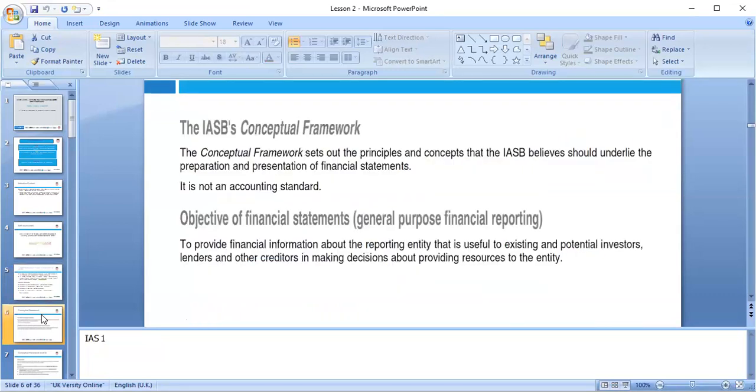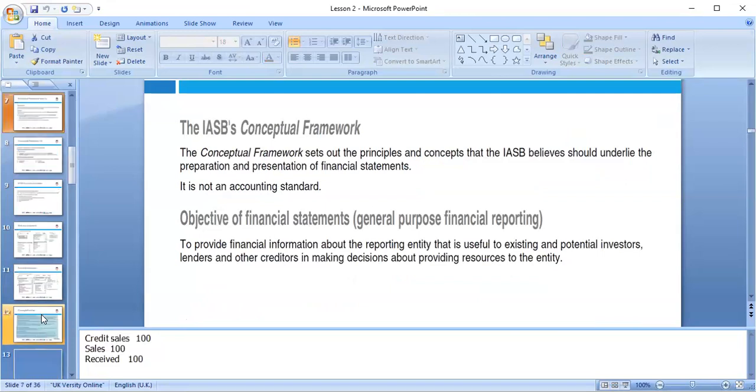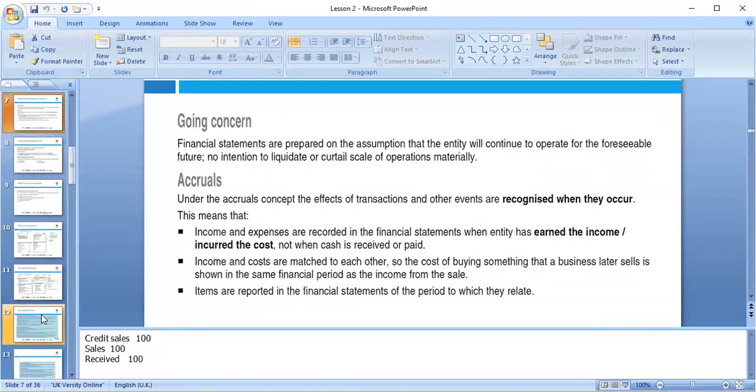And the statement of changes in equity shows how many shares we issued and what dividends we paid. We can see all of this in the statements. We discussed in the previous lesson the IASB, International Accounting Standards Board, conceptual framework, which sets the principles and concepts. The objective of financial statements is to provide financial information so the entity can use its resources effectively. Going concern means the business will carry on as normal for at least 12 months. The auditor gives his or her view on whether the financial statements are prepared according to the prescribed rules and regulations.